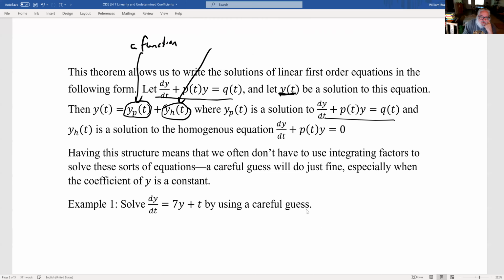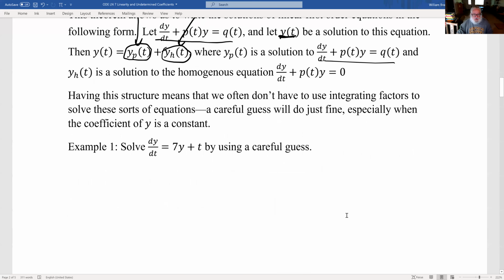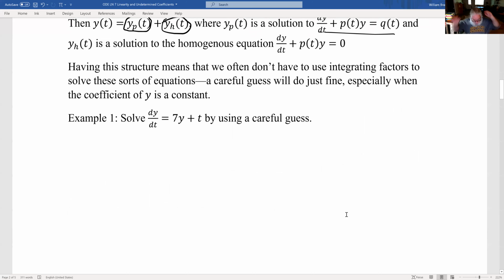And then this was the c over mu term, which involved the arbitrary constant c. Okay, so solutions to linear first order equations have a particular solution and a homogeneous solution, and that allows us to use careful guessing, and we don't have to use an integrating factor. So here's dy/dt equals 7y plus t, solved by using a careful guess.